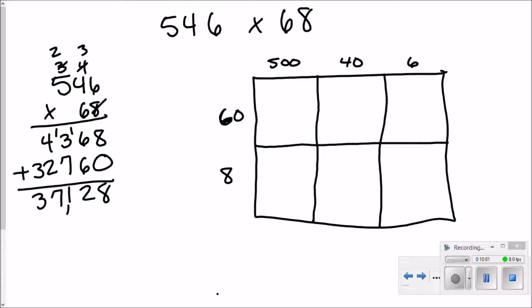So now, 500 times 60. Again, look at that basic fact. 5 times 6 is 30. So we get 30, and then we're going to attach 3 zeros behind it.